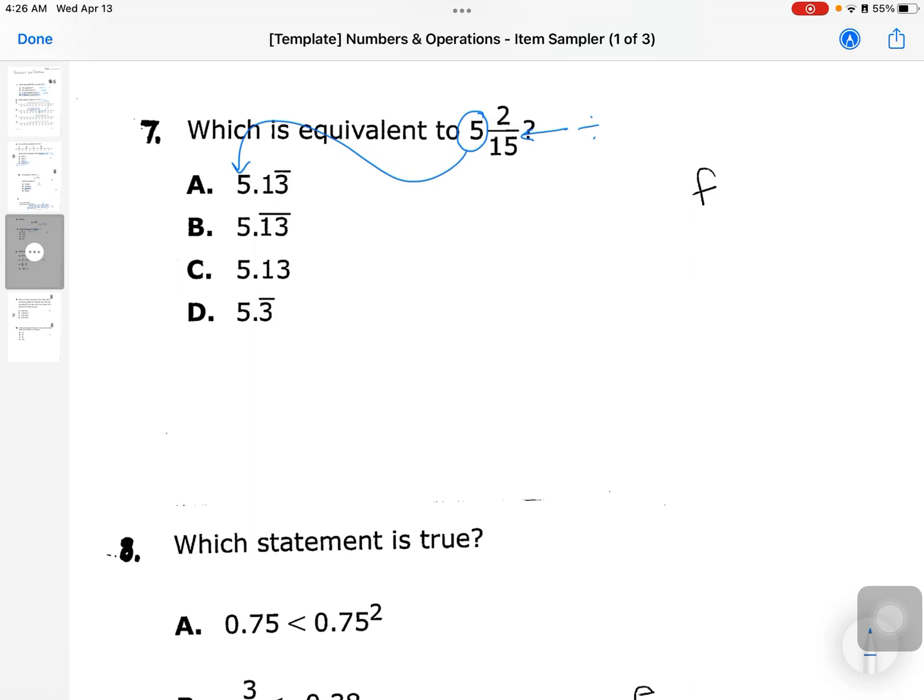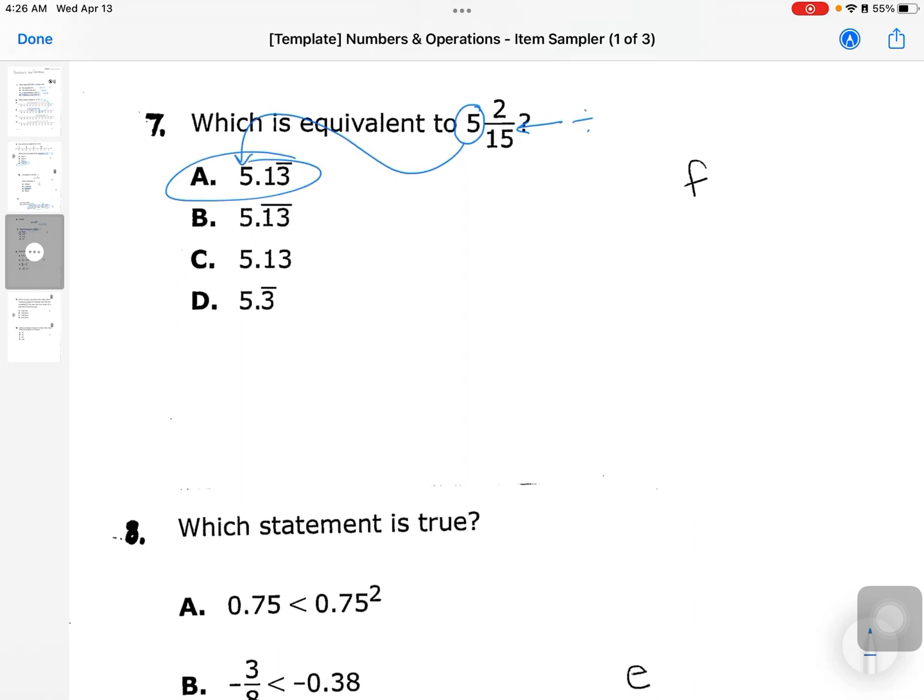Well, the only number that repeats when you do that is the 3. So then it would be A. The line would only go over the number that repeats.